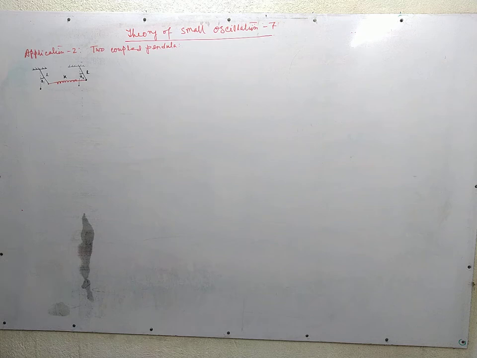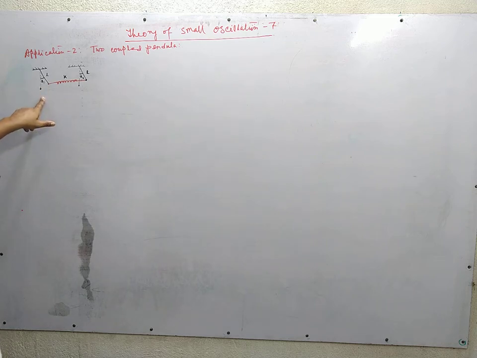This is the seventh lecture on the theory of small oscillation. In the last class, we considered an example of two coupled oscillators where the two point masses were connected by three horizontal elastic springs. Today, we shall consider another system of two coupled oscillators.